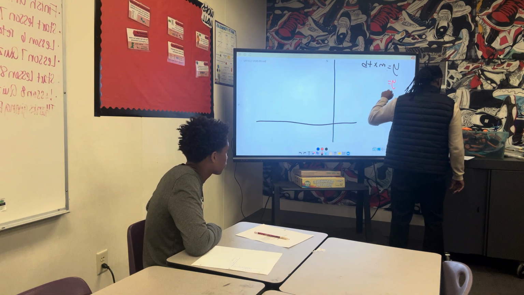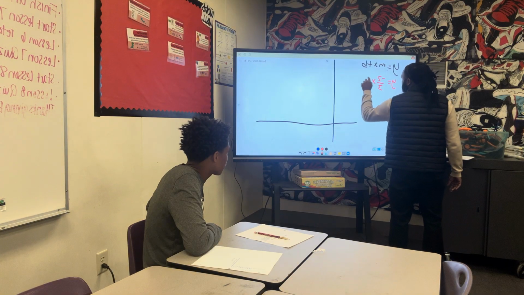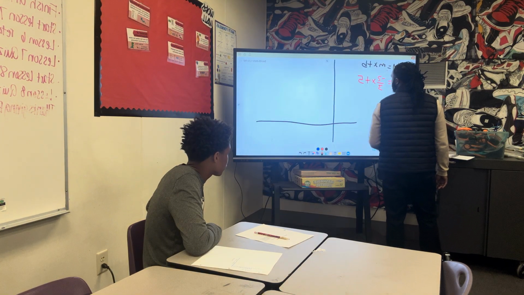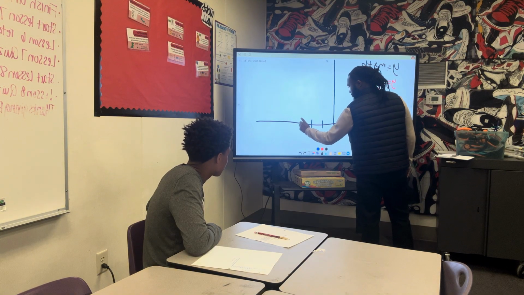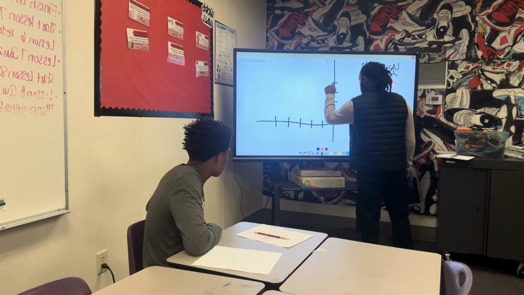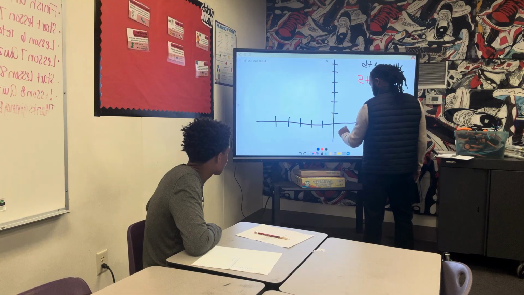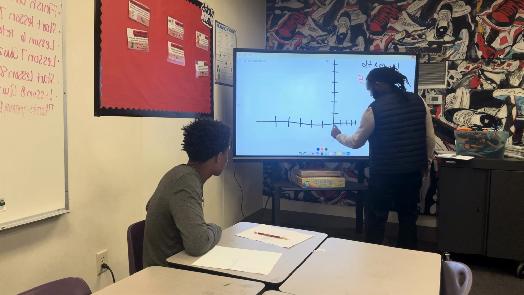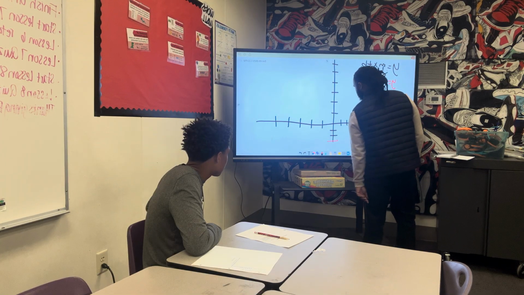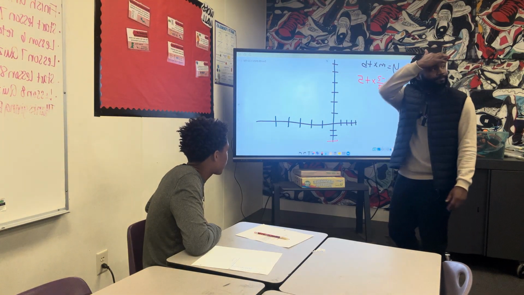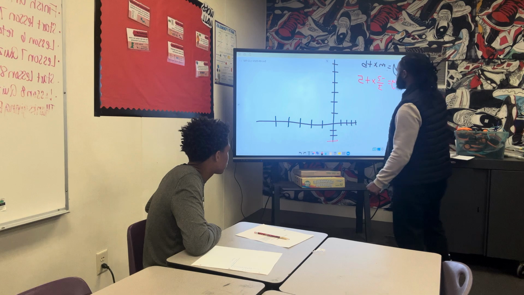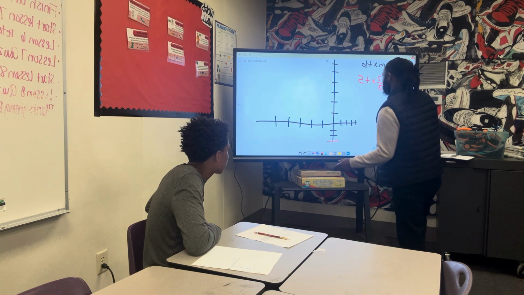Y equals -2 over 3x plus 5. All right? Get our things on here real quick, just in case. First step, find the y-intercept. What's our y-intercept right now? 5. 5.